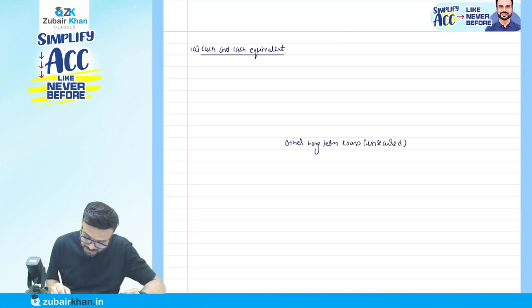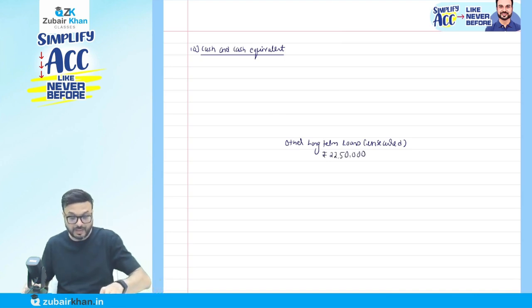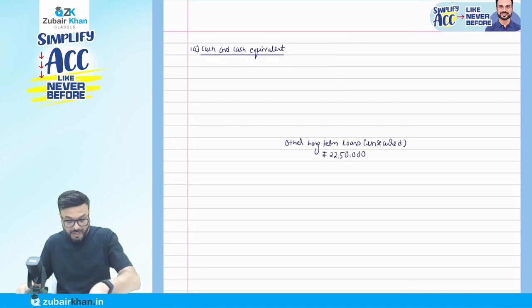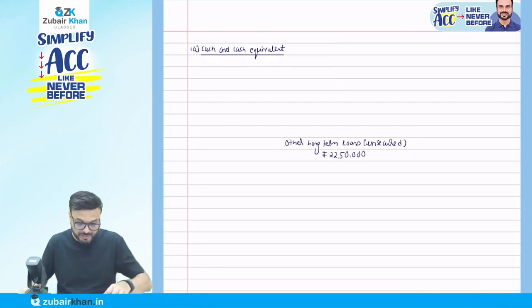Okay, how much is the amount that they have mentioned? That is 22,50,000. We have the amount of 22 lakh 50,000. Okay, now understand this one.